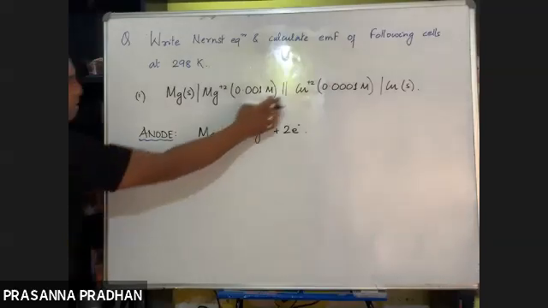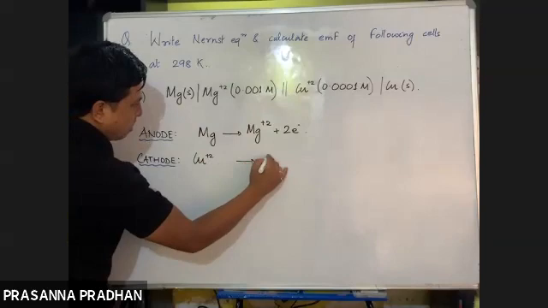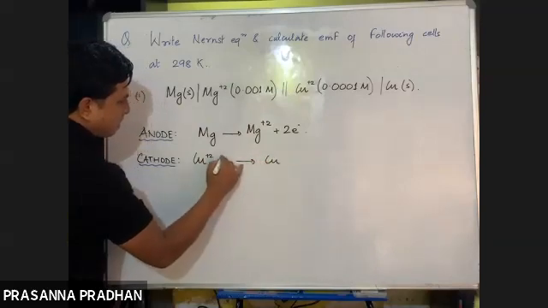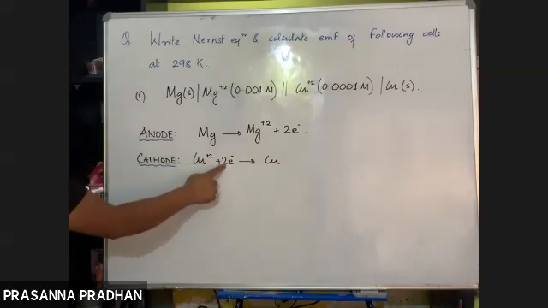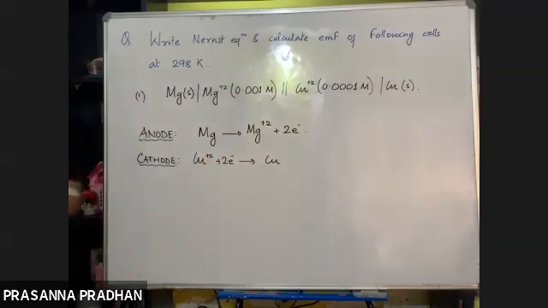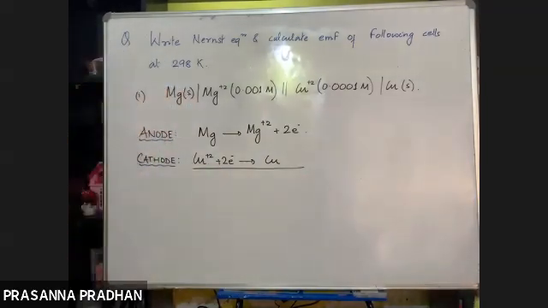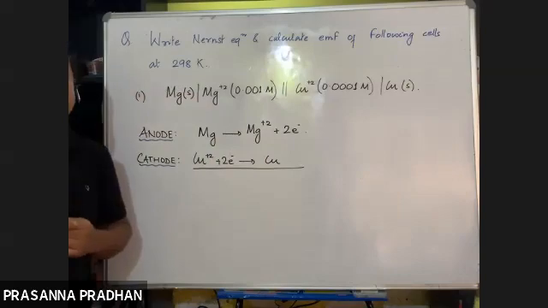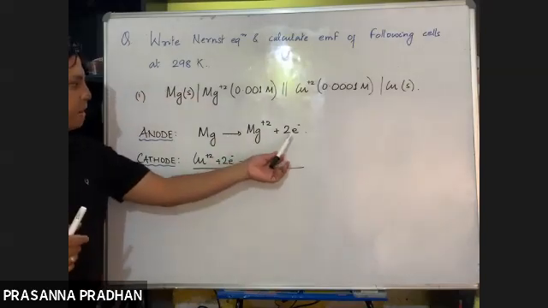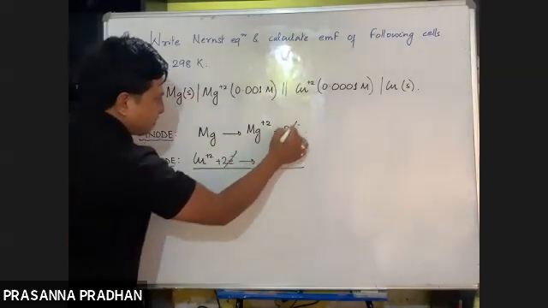What is getting reduced to what? Copper dipositive is getting reduced to copper by gaining how many electrons? Again 2 electrons. Plus 2 charge, so it must gain 2 electrons. And when we add these two half reactions, you should make sure the number of electrons lost and the number of electrons gained are equal. Yes, it is equal, 2 electrons to 2 electrons. It's not a problem here, so we can cancel them like this.